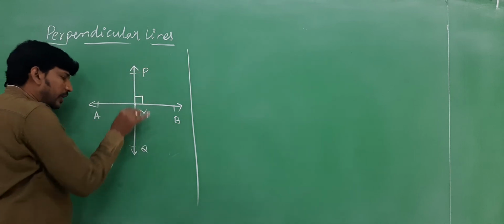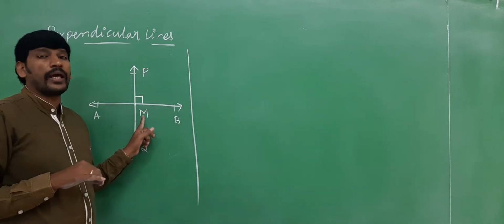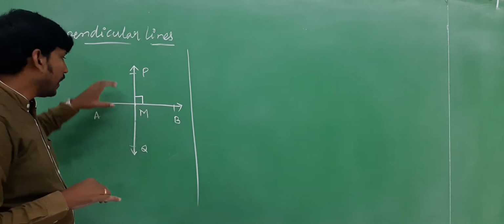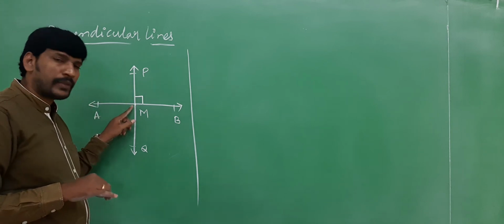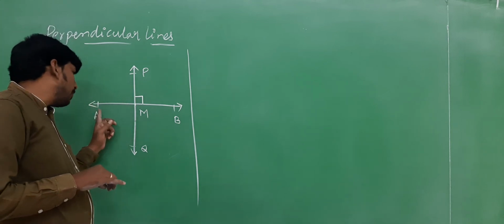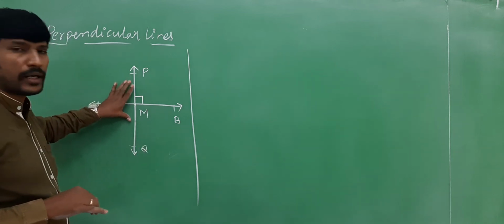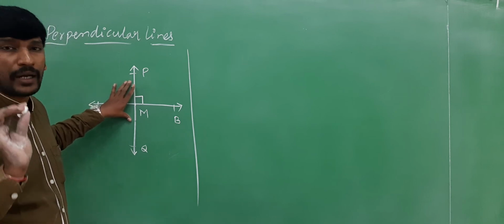This line PQ is passing through the point M, where M is the midpoint of AB. A line PQ is passing through the point M, where M is a midpoint of AB, then PQ is called a perpendicular bisector. What is that here? Perpendicular bisector.